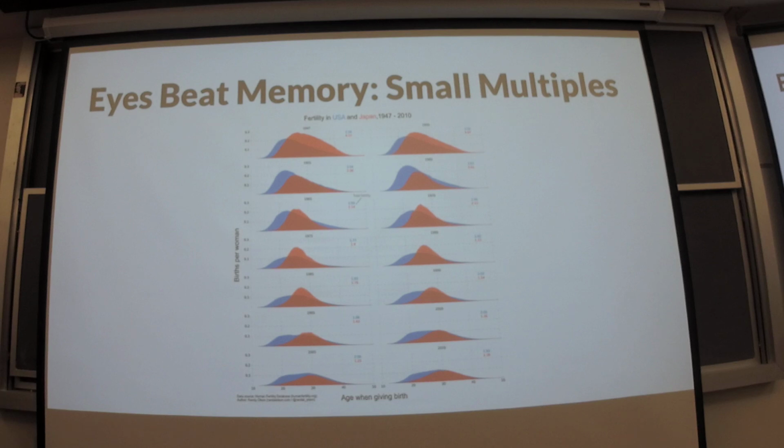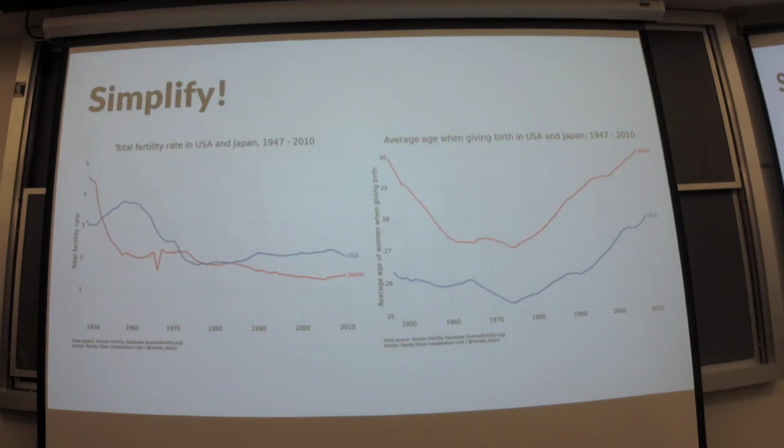But the question is, should we show it like this in the first place, or should we do some data transformation first? We can actually simplify by just creating two different charts. In this case, we are showing separately the total fertility rate in the US and in Japan on the left, and then the average age when giving birth in the US and Japan on the right.